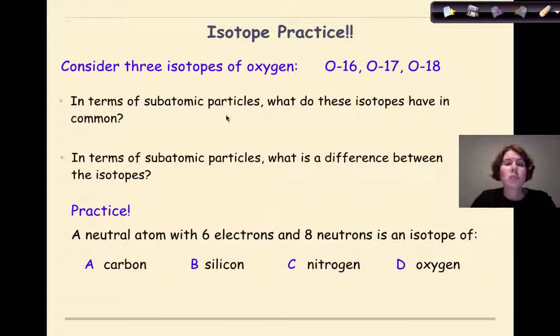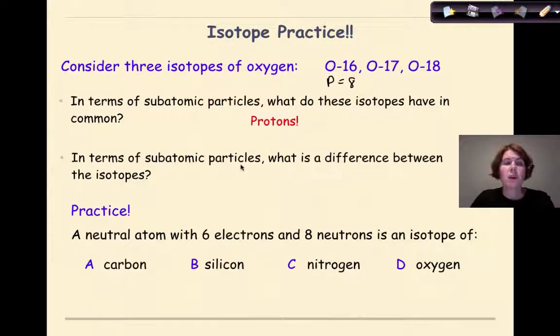So in terms of subatomic particles, what do these isotopes have in common? You have to be careful here. You can't say, oh, they have the same symbol, because the question specifically asks in terms of subatomic particle. And if your answer was protons, you're correct, because each one of these oxygen isotopes is going to have 8 protons because the atomic number is 8.